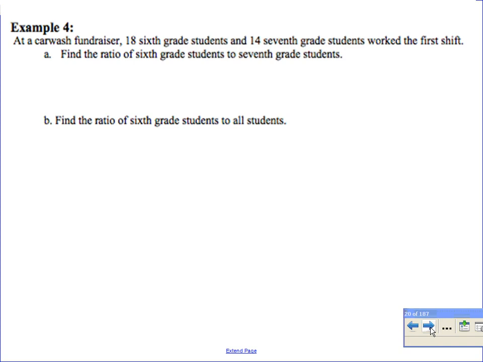All right, this is easy. So what's the ratio of 6th grade to 7th grade? Before you simplify. Donatus, before you simplify. Good, 18 to 14, so completely simplified. What's our ratio? Mary? Good, 9/7. And again, you can write it with the word to or with a colon or as a fraction. Okay. Zach, letter B. What's the ratio of 6th grade students to all students?